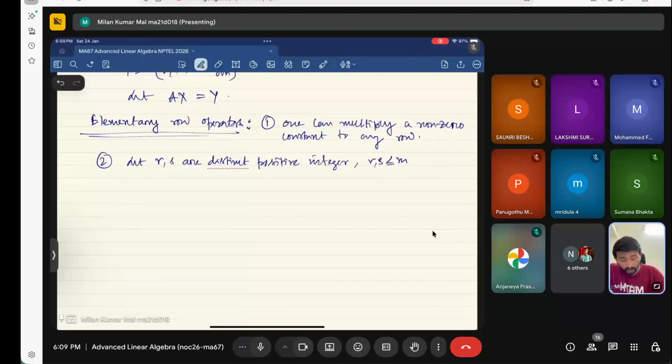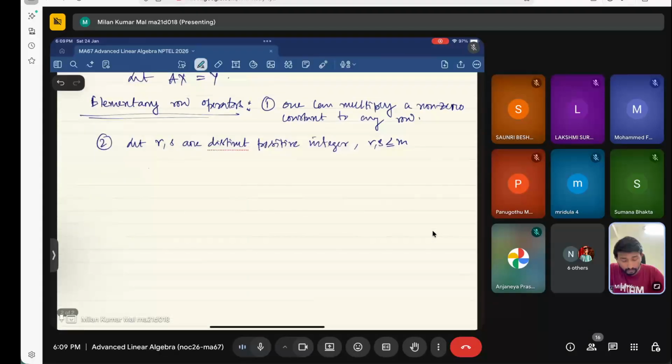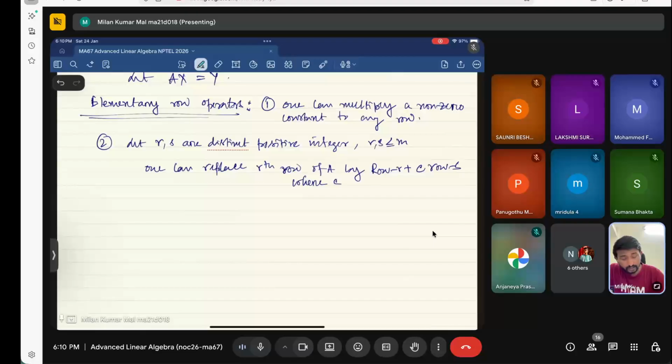So what you can do, one can replace the Rth row of A by row R plus some constant C times row S, where C is a constant coming from the field. That means that can be either a real number or a complex number. Okay.